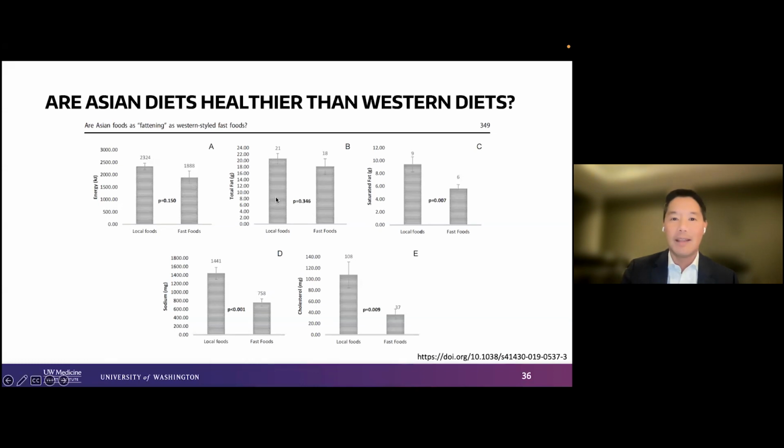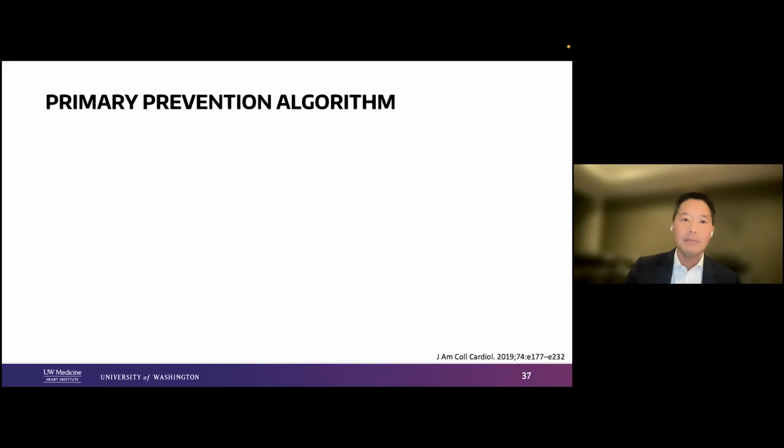But then when you looked at the diet, at total fat and saturated fat, even though these numbers are small, you can see that the local foods had more sodium, more fat, more saturated fat, and more cholesterol than the Western diet. So it calls into question whether our Asian diets are actually healthier than some of the Western diets that we assume are more fattening.